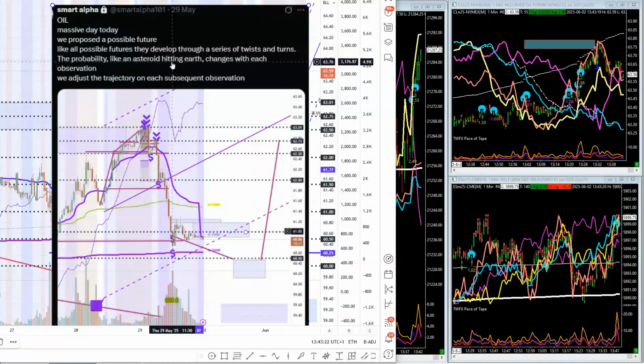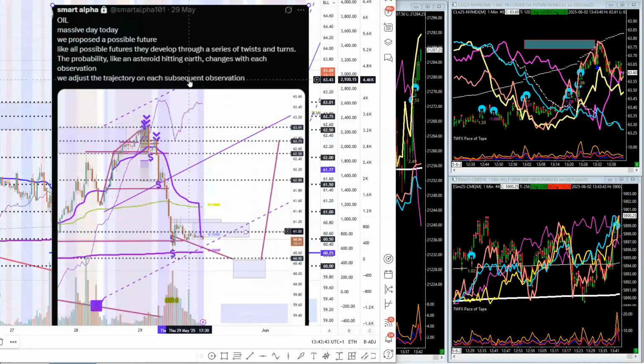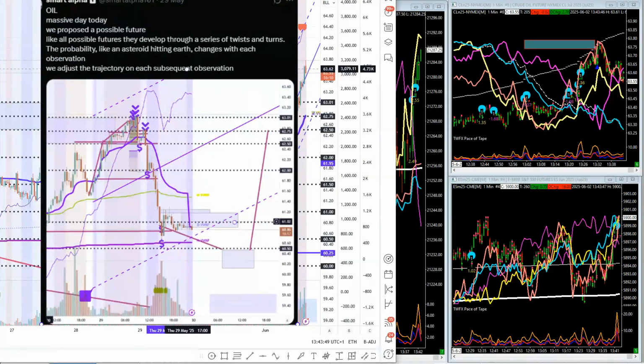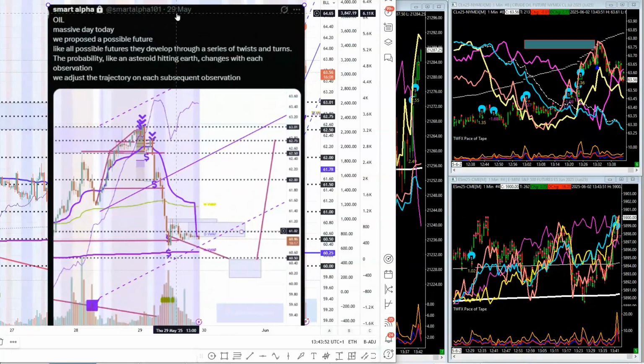This trade did exactly that. It actually went from a possible future with a possibility of maybe 2, 3, 4, 5% happening, and it went up and up and up and up all the way to 99% certain that it was going to happen as a probable future. So we adjust the trajectory in every subsequent observation. We adjust the probability on every subsequent observation. And interestingly enough, we did exactly that. So this was on the 29th of May.